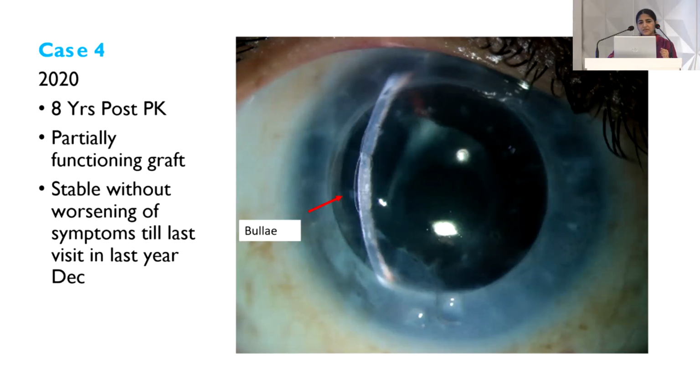This is another case, case 4, where we saw this patient in 2020, 8 years post-PK, and she was having a partially functioning graft. This patient is stable without worsening of symptoms till the last visit in December last year. She was again put on the same medication. As of now, she's okay.